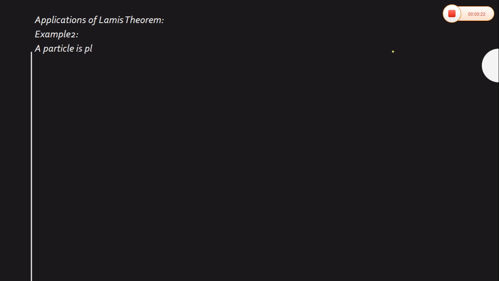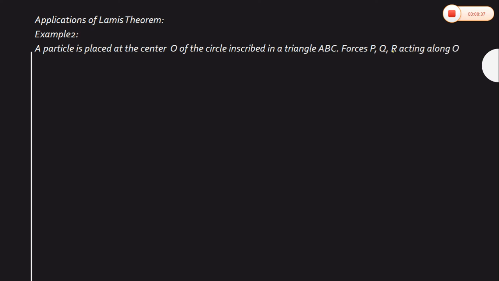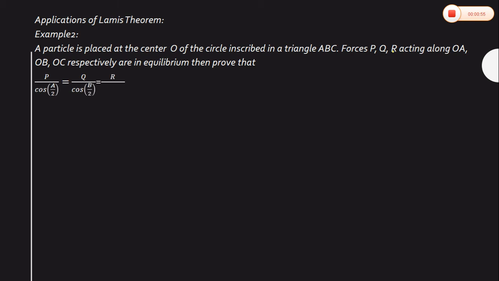A particle is placed at the center O of the circle, which is inscribed in a triangle ABC. Forces P, Q, R acting along OA, OB, OC respectively are in equilibrium. Then prove that P upon cos A by 2 is equal to Q upon cos B by 2 equal to R upon cos C by 2. So let us start its solution.